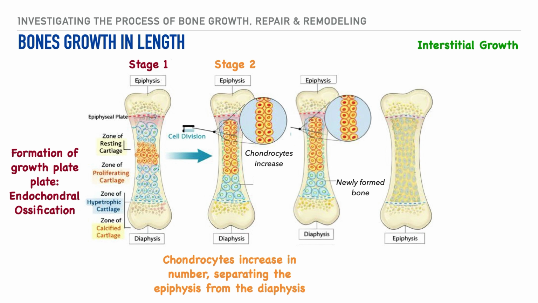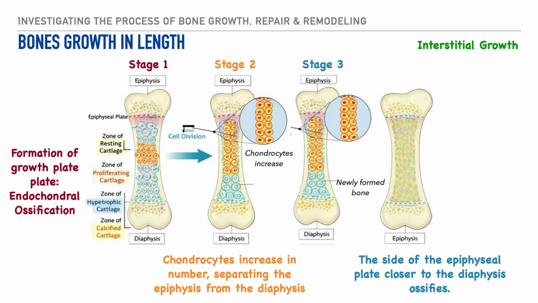In the third stage, the side of the epiphyseal plate closest to the diaphysis ossifies or becomes harder. And in addition to this, the epiphyseal plate returns to its original size. And at the end of this process, we have a bone that has increased in length.